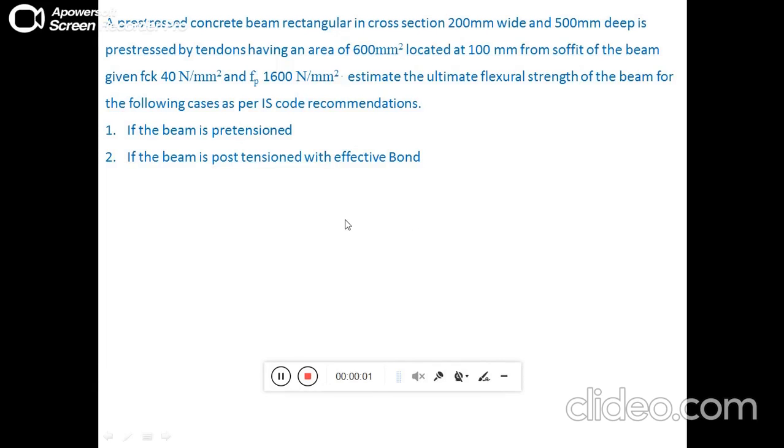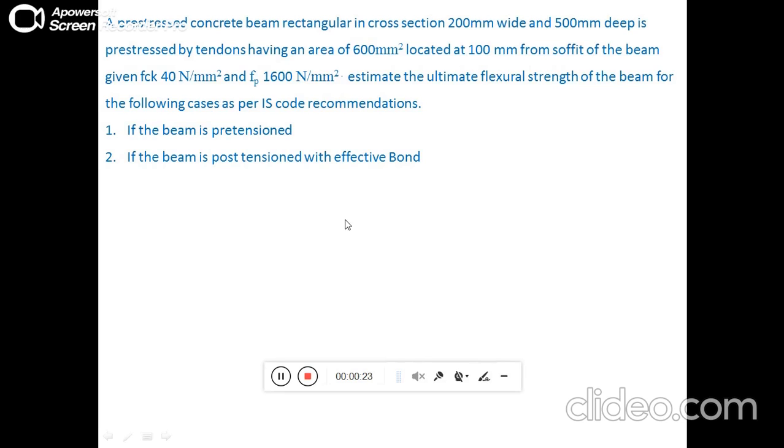Hello everybody, here I am with the problem on flexure strength of the PSC beams. The problem is a pre-stressed concrete beam rectangular in cross section 200 mm wide and 500 mm deep is pre-stressed by tendons having an area of 600 mm square located at 100 mm from soffit of the beam.